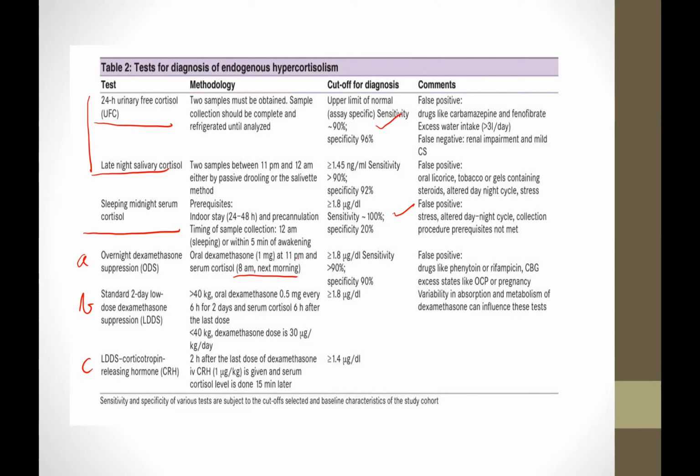More than 1.8 is specific, that is, it confirms the disease. Less than 1.8, it is 90% sensitive, which means it rules out the disease. This is called ODS. How do I do it?